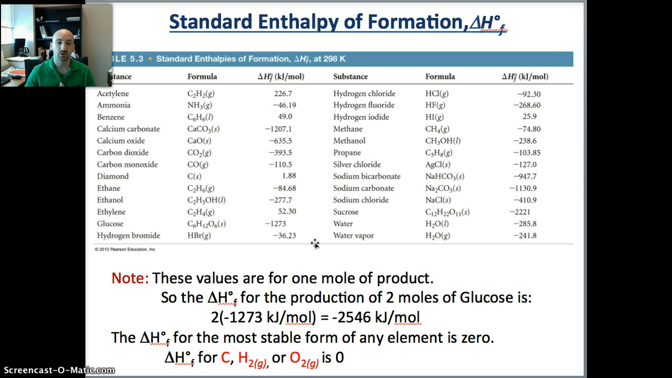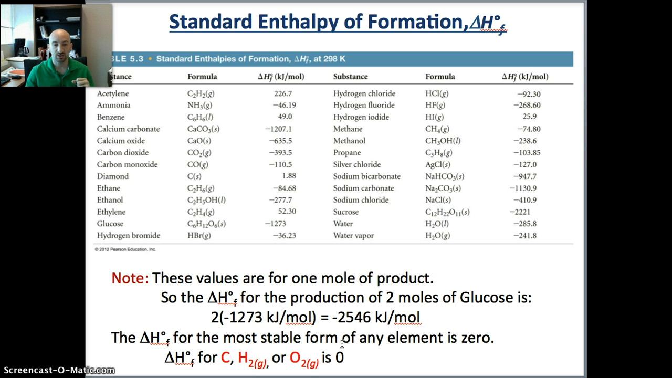What you need to notice though is that the values given in this table are for only 1 mole of product, right? So this is 1 mole of glucose. 1 mole of glucose has delta H naught F of about minus 1,273 kilojoules per mole. So that's the enthalpy of formation for 1 mole, but if it was 2 moles of glucose, we take 2 times minus 1,273. And so for 2 moles of glucose, it's minus 2,546 kilojoules.